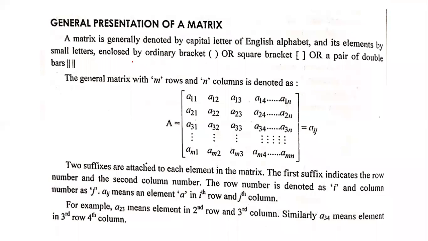General presentation of a matrix. So this is the next concept. A matrix is generally denoted by a capital letter of the English alphabet. So we don't use small letters here. We use capital letters, and it can be any letter you like. And its elements are written as small letters.